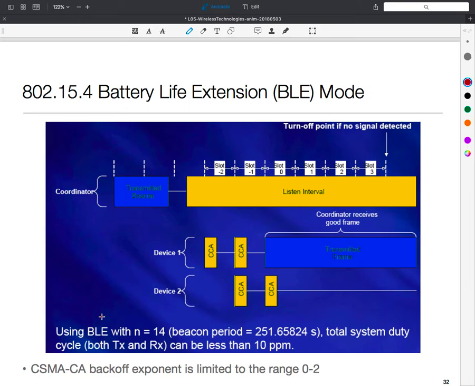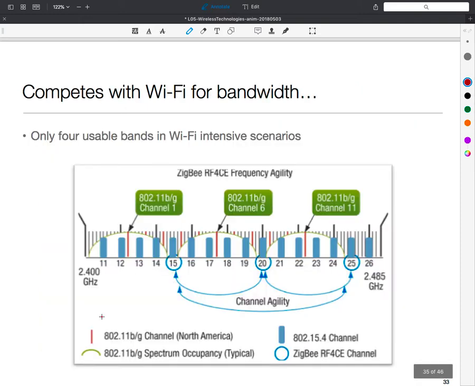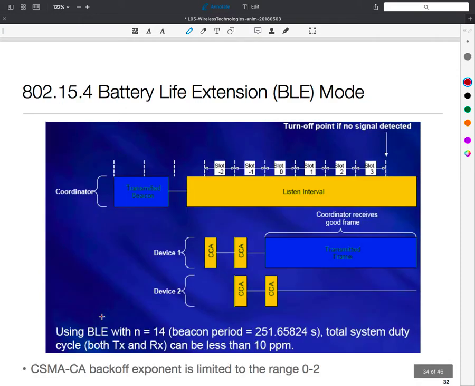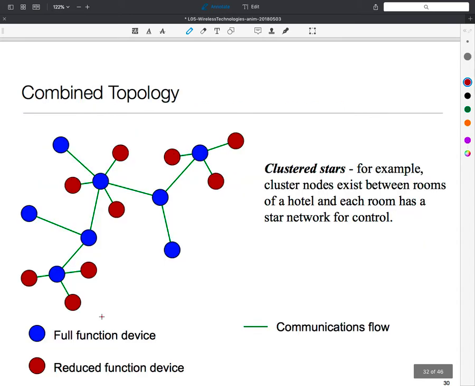And kind of the idea in battery life extension mode is that you can actually go to sleep for long durations. I'll not go into the details of this one, but the idea is that you can rendezvous at a particular point in time in future and then otherwise go to sleep. You don't have to wake up in each one of these superframe periods. So as you can see, there are certain choices they made.